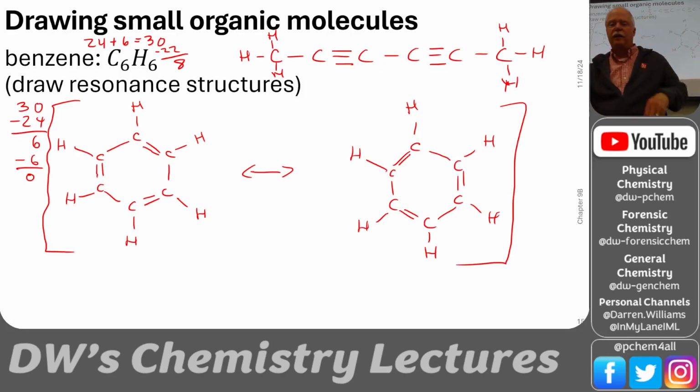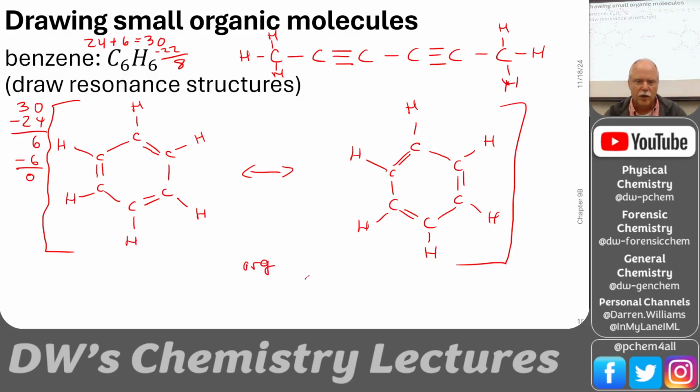We have benzene, and an organic chemist would write it like this. They would just draw this little hexagon. Now some of them will go ahead and draw the double bonds like that, and they'll just assume that you could have drawn them the other way. Okay, they could draw them in resonance if they were being particular.